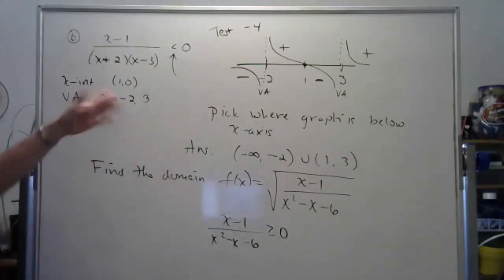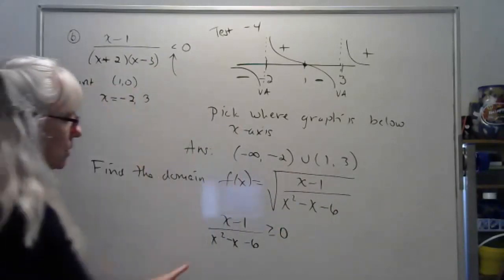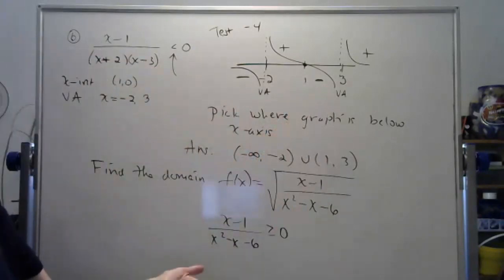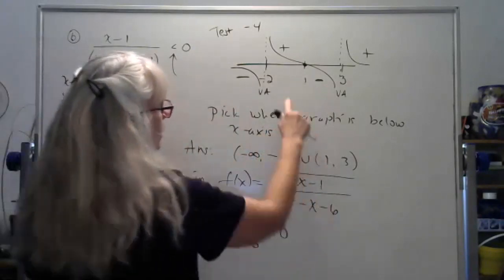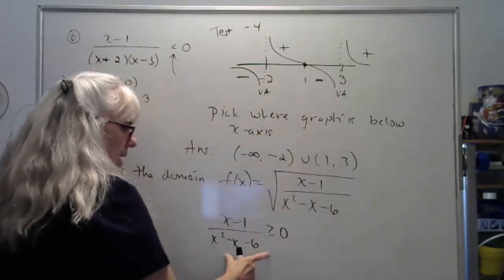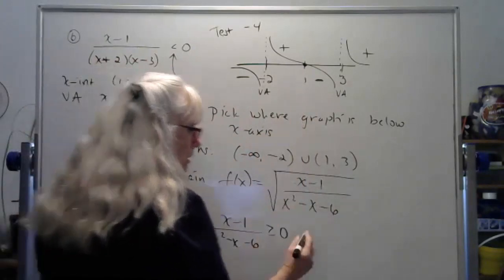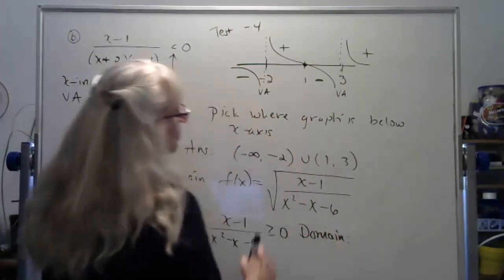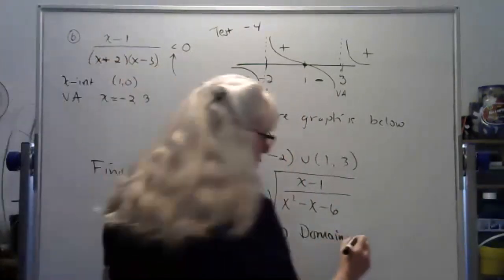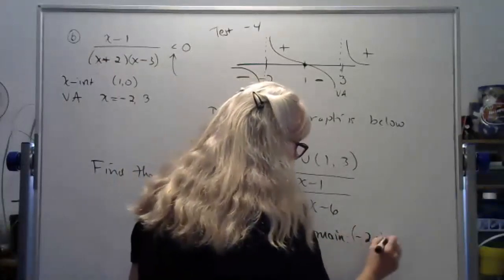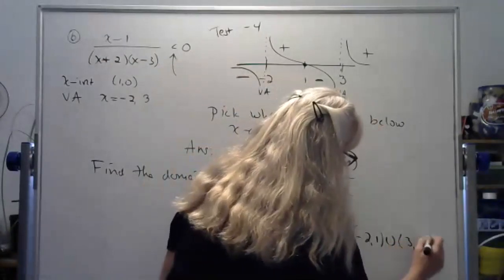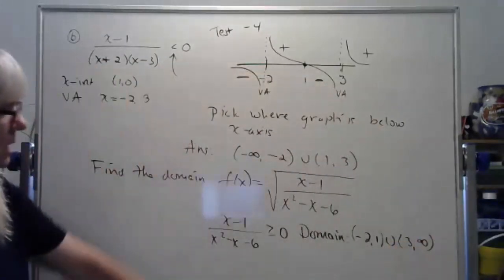So we can let our previous work work for us. The sign chart over here is not going to change. That graph is not changing whether we're in a radical or not. So in terms of what's going on with this statement, we need to pick the positive regions. So then our domain would be the positive regions, which were from -2 to 1, and from 3 to infinity. Notice we're picking the opposite regions because the inequality switched.